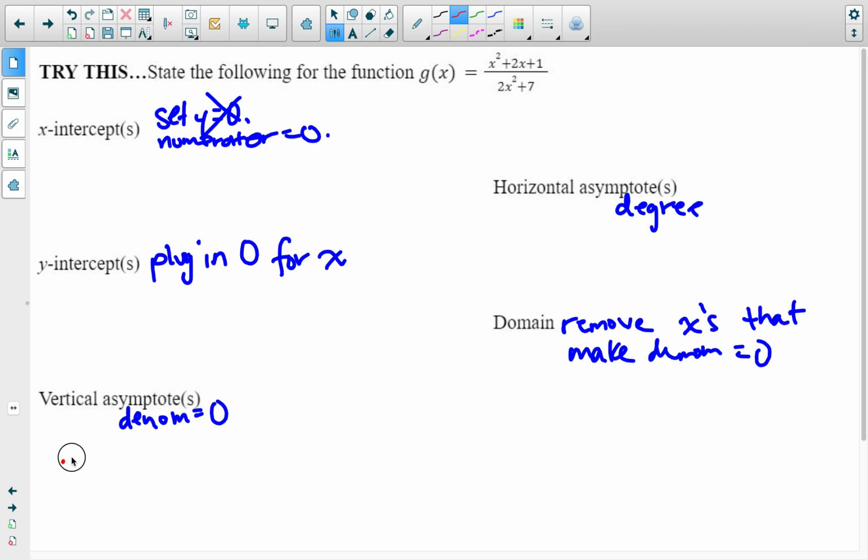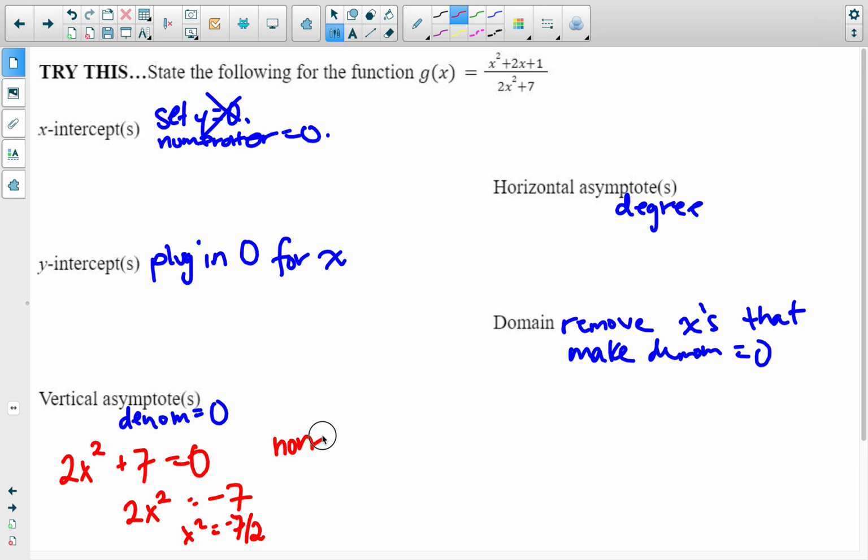So let's find our vertical asymptote first because that's what we're most comfortable with. We've just been doing it a ton. We're going to set that denominator 2x squared plus 7 equal to 0. 2x squared equals negative 7. X squared equals negative 7 divided by 2. There is no number that we can square that will give us a negative number, so there's actually going to be no vertical asymptote here.